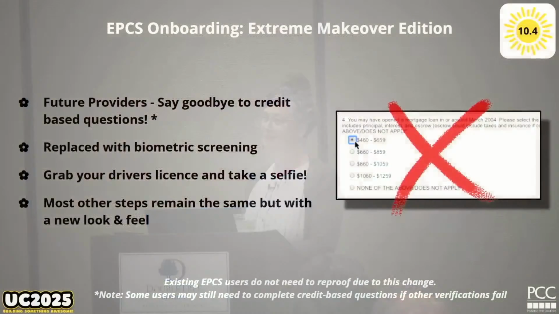So EPCS, the electronic prescribing of controlled substances, in order to take advantage of this service, you have to go through identity proofing. We've got to make sure it's you. Today, it's a little bit painful. You've seen these questions, and it says, how much did you pay for your car loan 20 years ago? And you're like, okay, that's cool information.